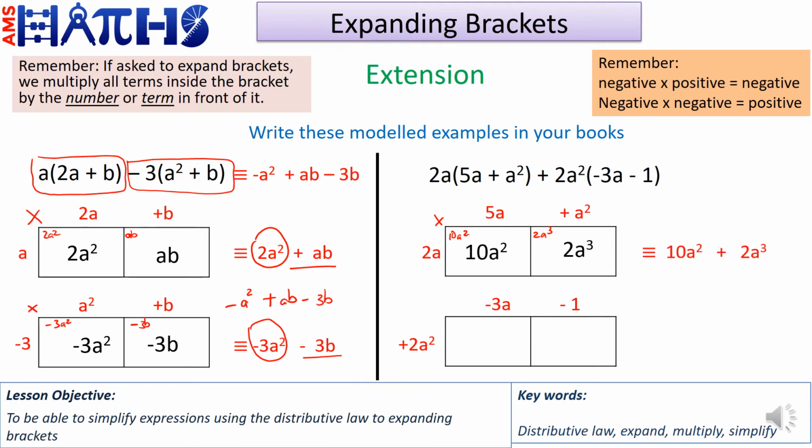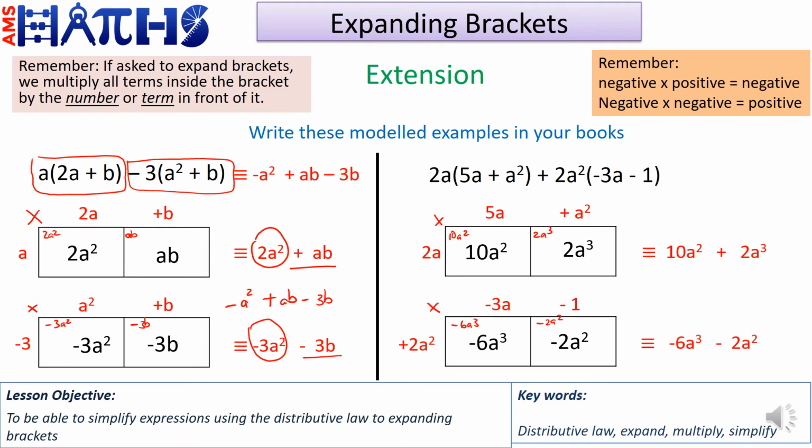Then for the next grid we're multiplying, so 2a squared times minus 3a will give us minus 6a cubed. And then 2a squared times minus 1 will give us minus 2a squared. And so we get minus 6a cubed minus 2a squared.